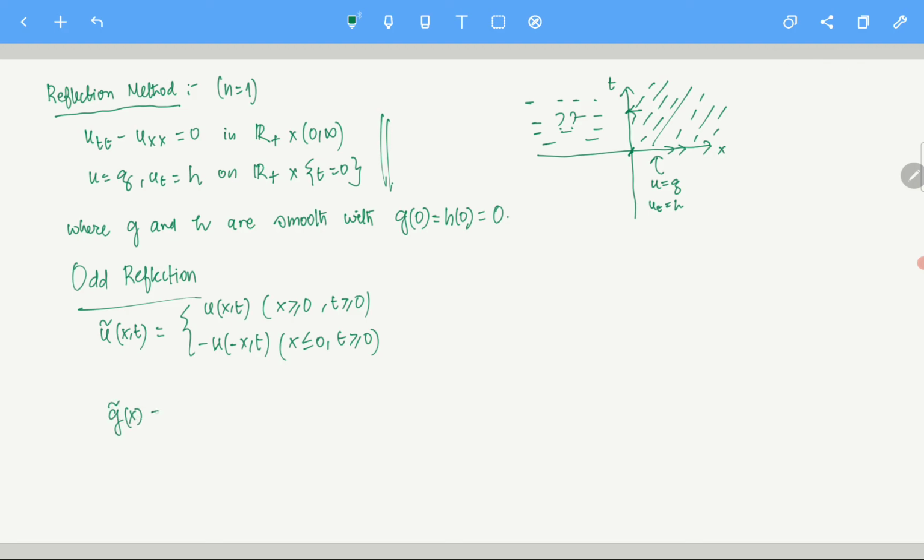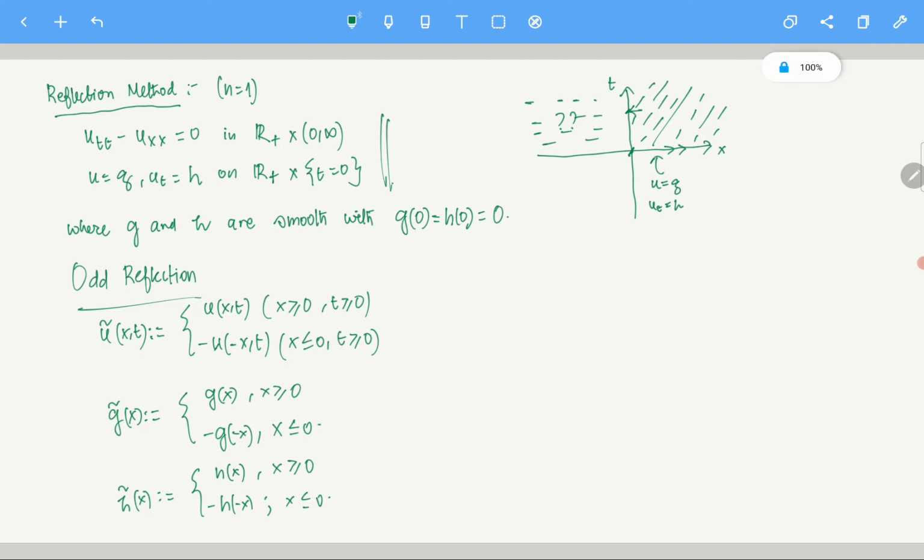So u tilde I am defining like this, and g tilde also I am going to define. So I am going to write it in the whole domain, that is given by g of x for x positive, and minus g of minus x for x less than or equal to 0. And of course I am also going to write what h tilde is. Similar thing: h of x for x greater than or equal to 0, and minus h of minus x for x less than or equal to 0. See, this is an odd reflection.